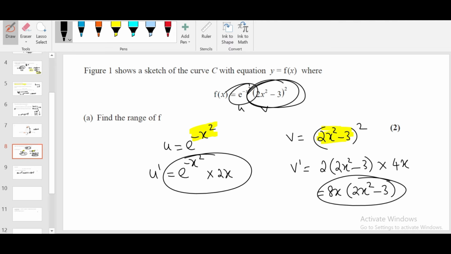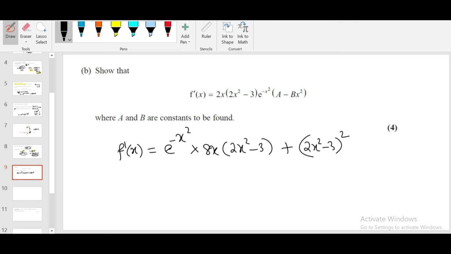Differentiate the first one, 2x e to the power minus x squared. Now look at the answer. They want you to take 2x and e to the power minus x squared as a common factor. Take 2x and e to the power minus x squared as a common factor.